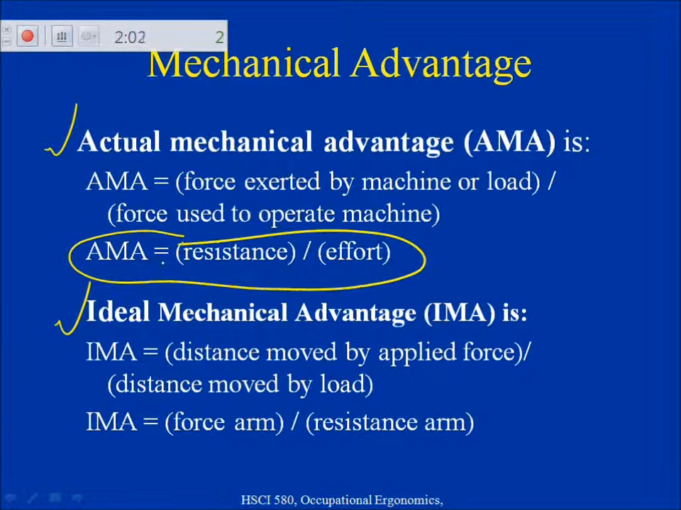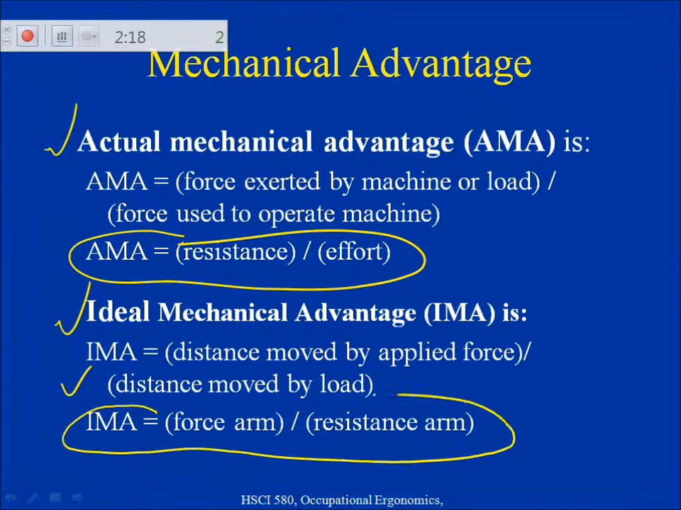And remember what we worked through the other day in terms of that equation. And we talked about the lever systems, lever 1, 2, and 3. And then we have the ideal mechanical advantage, and this is the distance moved by applied force over the distance moved by the load. In this case, we have the force arm over the resistance arm. Note the difference between the two in terms of what the actual is versus what the ideal is.